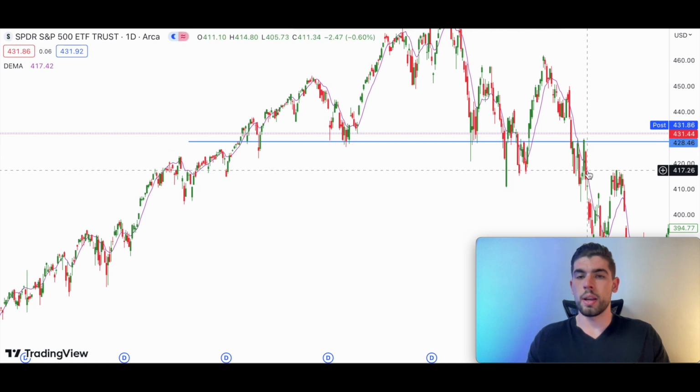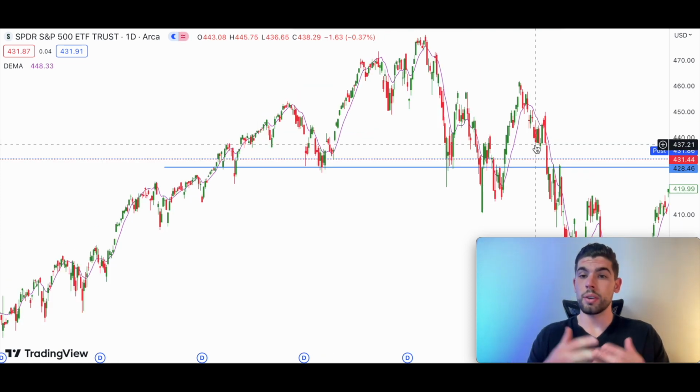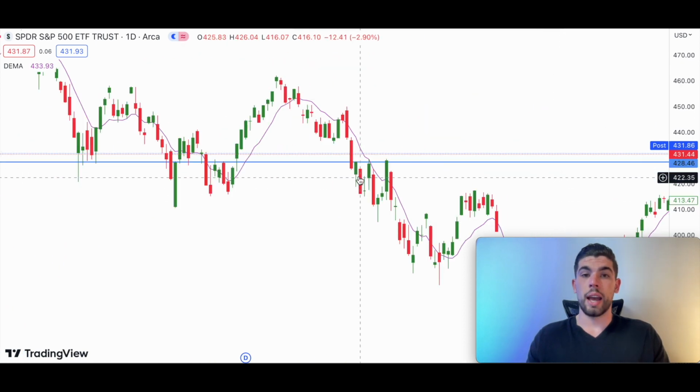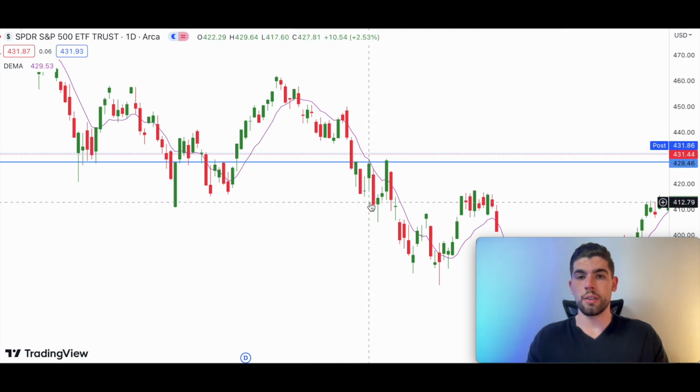Now what I want to tell you is every resistance level is a support level, and every support level is a resistance level. For example, in this case, it was used as a support level here, and eventually when the market broke below the support level, it used it as a resistance level. It pushed up, as you can see, and got rejected from this level.